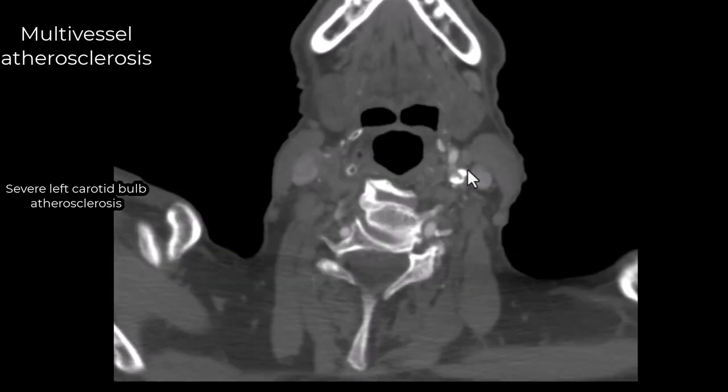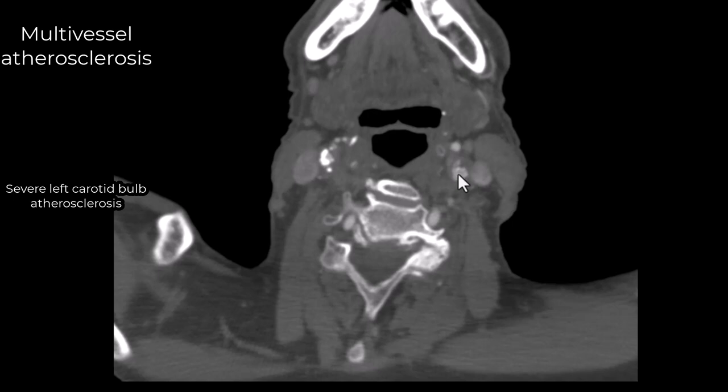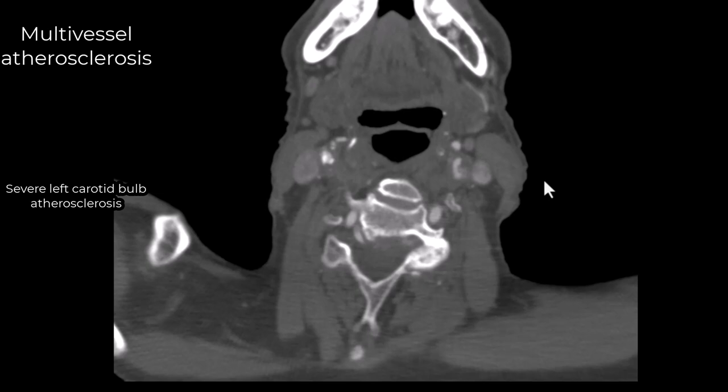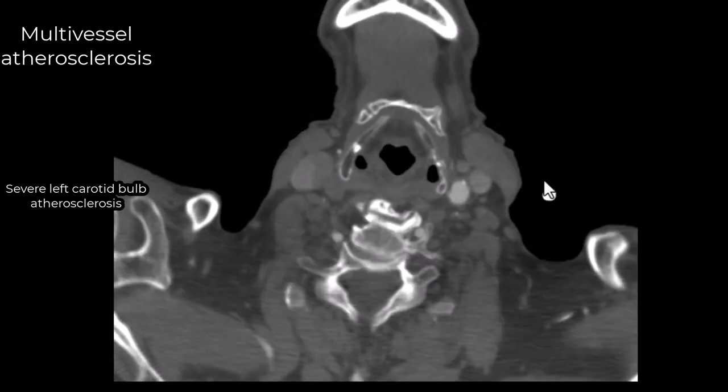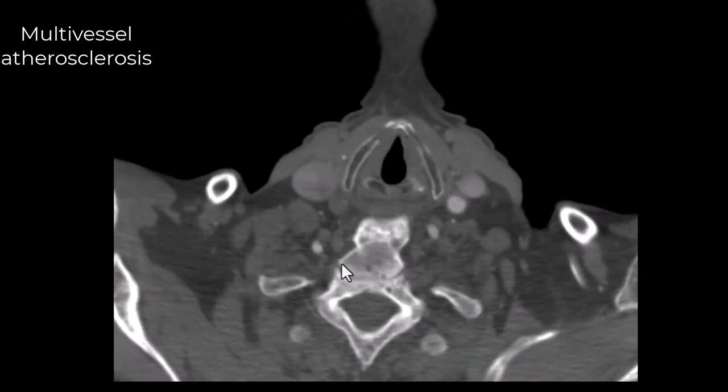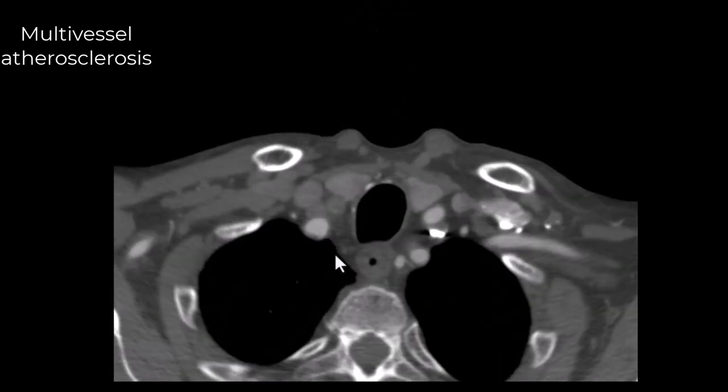These stenoses are difficult to measure because there is overlap between the densities of the calcified plaque and the lumen of the vessel. However, the reformatted images can be helpful. One more thing that I want to show you on this patient is the physiology with the vertebral arteries.